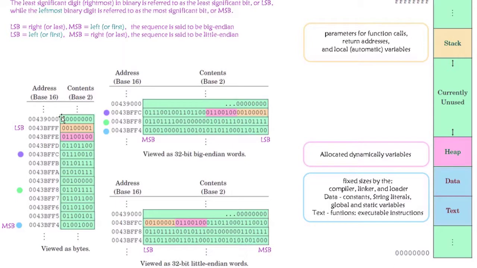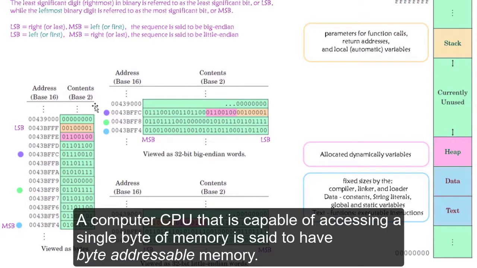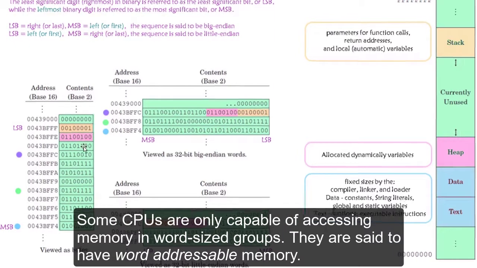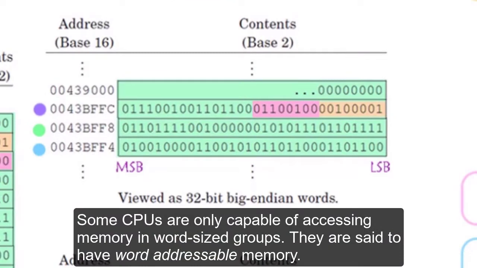Most computers group bytes together into something called a word. Okay? A computer CPU that is capable of accessing a single byte of memory is said to have byte addressable memory. I repeat, byte addressable memory. Some CPUs are only capable of accessing a word-size group. They are said to have word addressable memory. I repeat, word addressable memory.